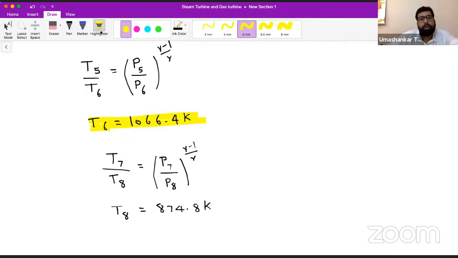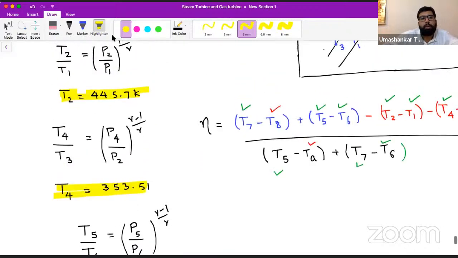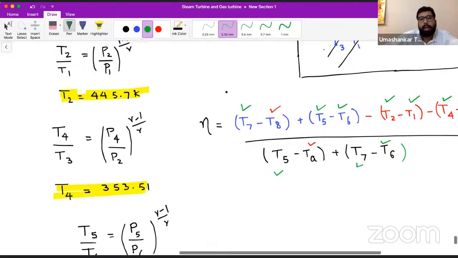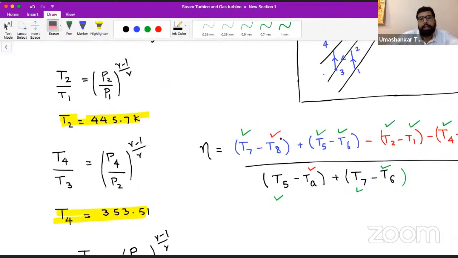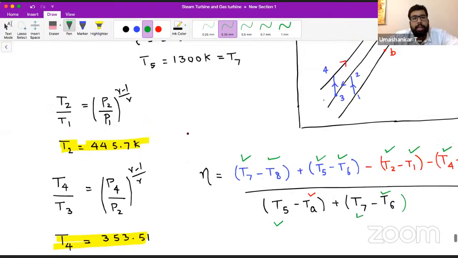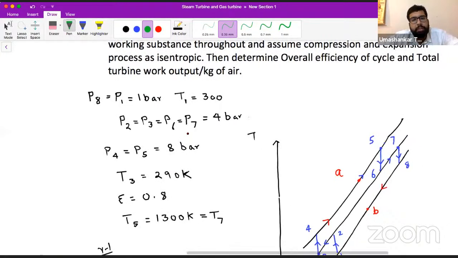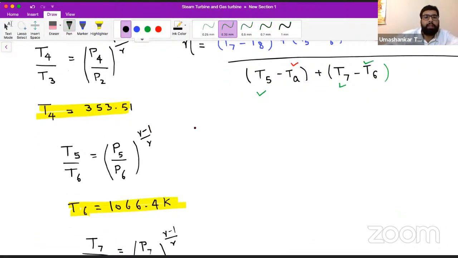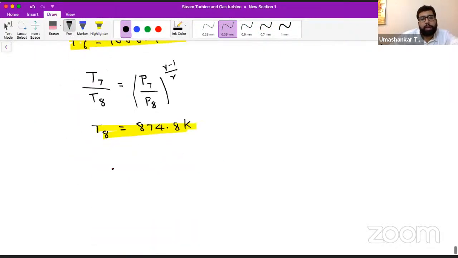Yes, very good. So I am highlighting it, and let's go to the efficiency formula. Now we have T8 also found, so I am putting a green mark on it. Now we have only one thing left, that is TA. TA will come from the regenerator effectiveness, and we have the effectiveness also. So let's do that. Effectiveness is equal to TA.